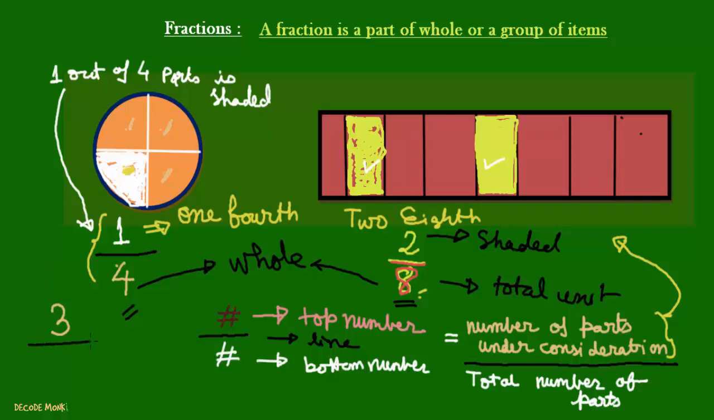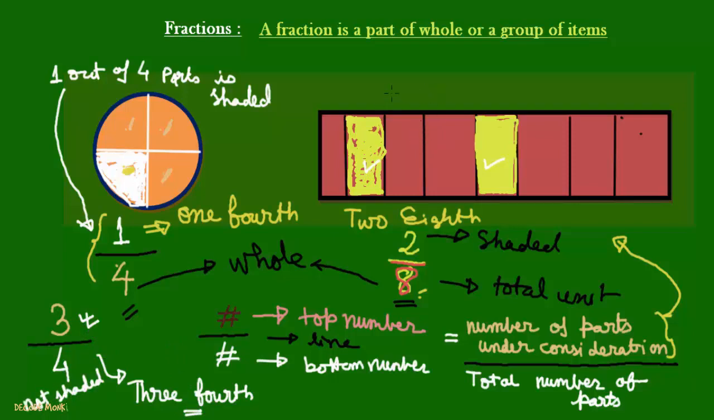Then we draw a line, and beneath the line we write down the total number of parts. The total number of parts is 4. So now this upper number is the number of parts under consideration. So when they ask how much portion of the circle is not shaded in white color, that will be 3/4. So 3/4 part of the circle is not shaded.